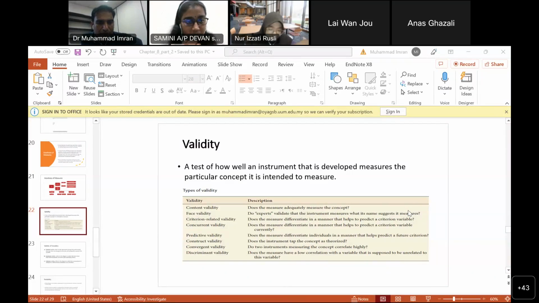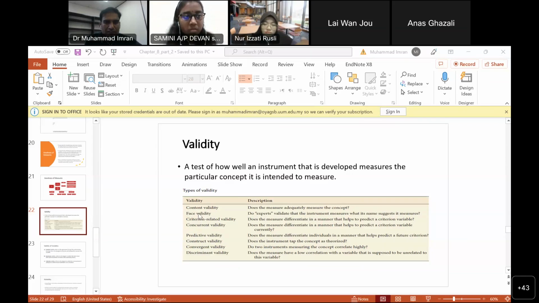Criterion related validity, concurrent validity. Does the measure differentiate in a manner that helps to predict a criterion variable currently? Okay, let's just cover it first. Predictive validity: does the measure differentiate individuals in a manner that helps predict the future criterion? Does the instrument tap the concept or theory? Do two instruments measuring the concept correlate highly? Convergent. Does the measure have a low correlation with the variable that is supposed to be unrelated? Discriminant.